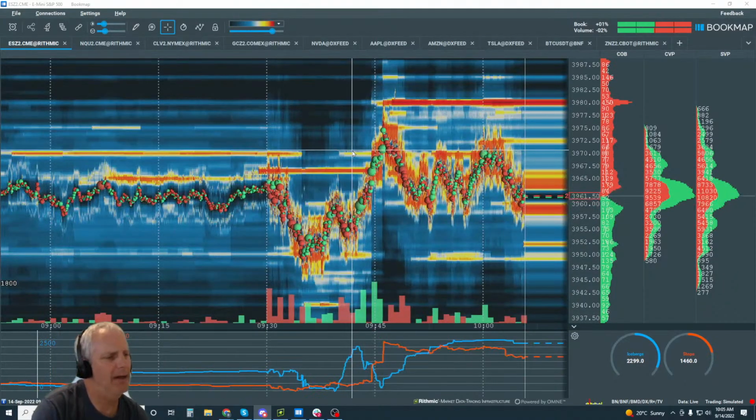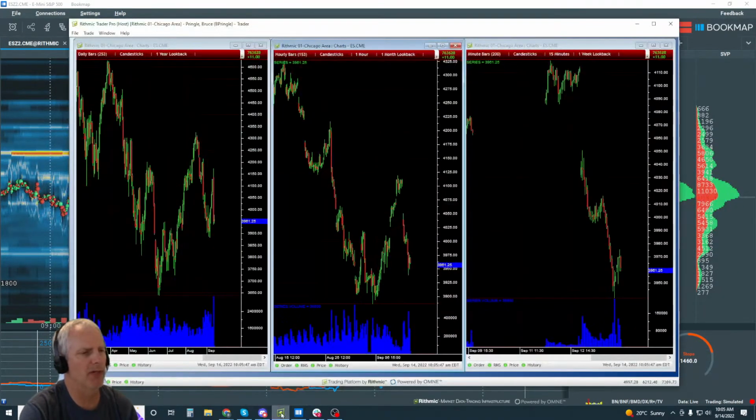All right, well, let's take a look here. We haven't looked at our bigger picture in a long time, so let's do that and drill down from there. Daily chart here on the left, the hourly chart in the middle, and the 15-minute on the right.